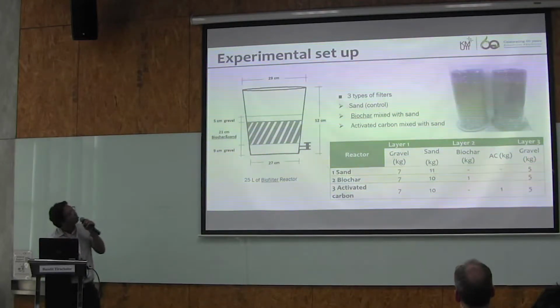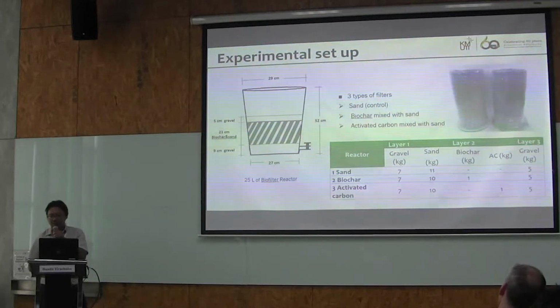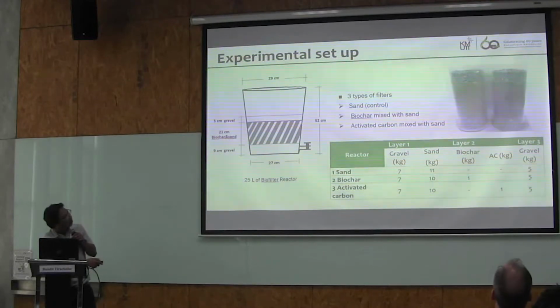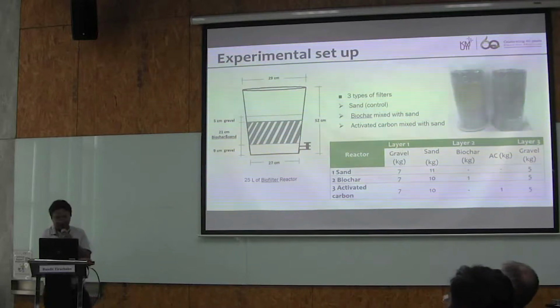The experimental setup has three types of material. The major materials used are sand, biochar, and activated carbon. We have three treatments. Firstly, only sand, and the second was sand with biochar. The ratio of the mix is shown in this table. And the last is sand mixed with activated carbon.